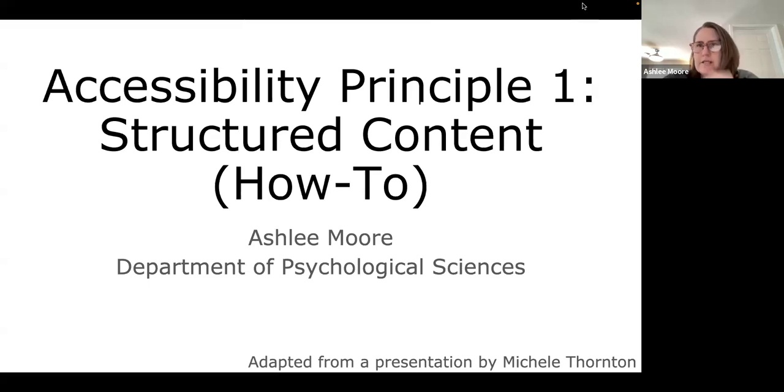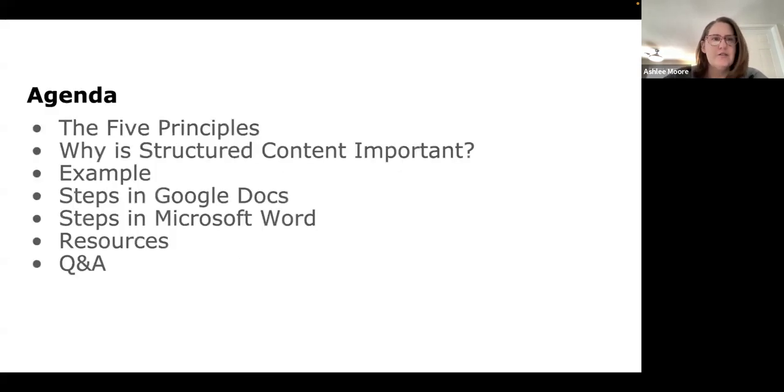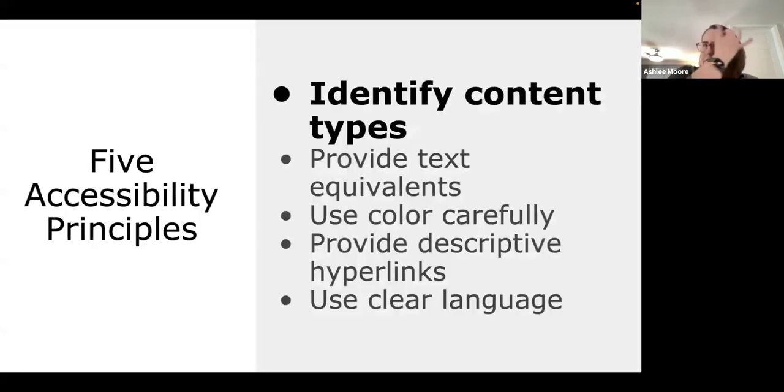So we have quite a few accessibility workshops going on today if you're interested in any of these principles we talk about. So the agenda for today is I'm just going to talk about the 5 principles of accessibility and then move into structured content, why it's so important. I also have an example that should help illuminate what I mean by structured content. And then we'll move into specifically how to structure your content in both Google Docs and in Word. So no matter which you use, you can have a step-by-step guide to do that.